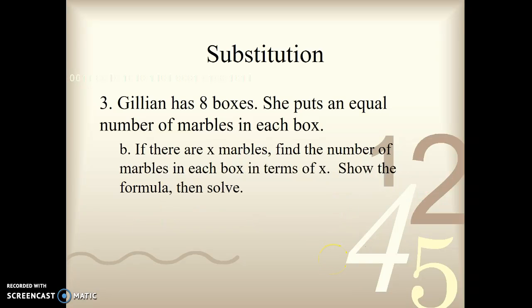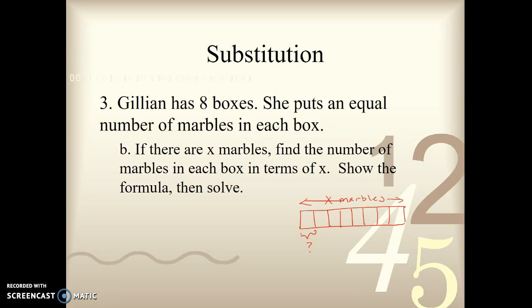All right, now let's see what happens if we don't know how many total marbles Jillian has. Then we're going to do it like this. Let's model it like this. She still has 8 boxes, so let's divide up our total number of marbles into 8. But this time she has an unknown amount of marbles, so we're calling that x. If there are x marbles, find the number of marbles in each box in terms of x. Oops, I messed that up. Let me erase that. Show the formula and then solve.